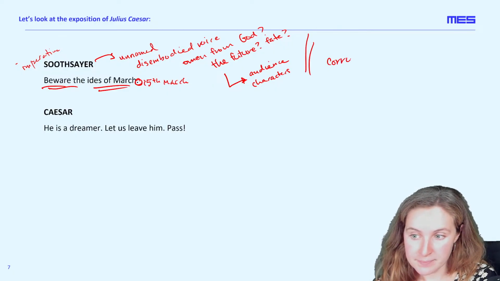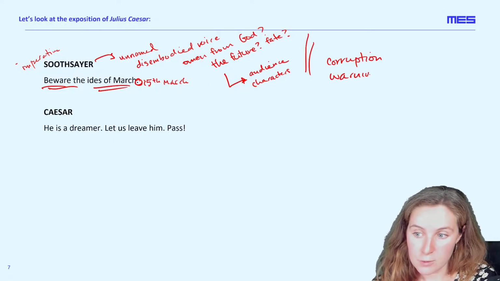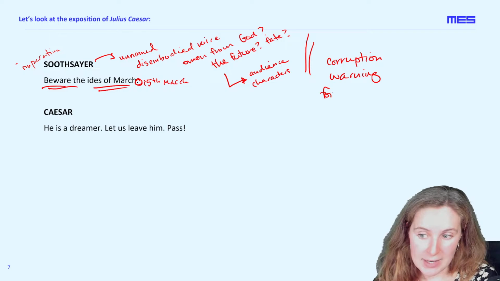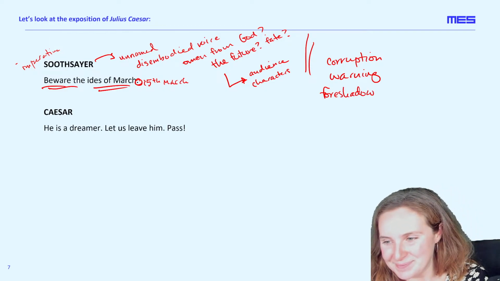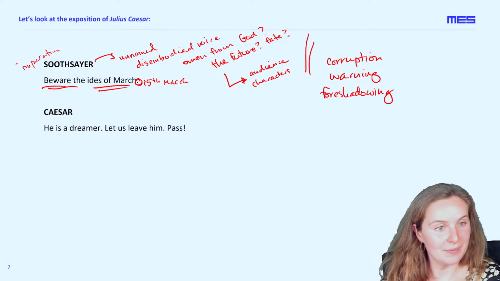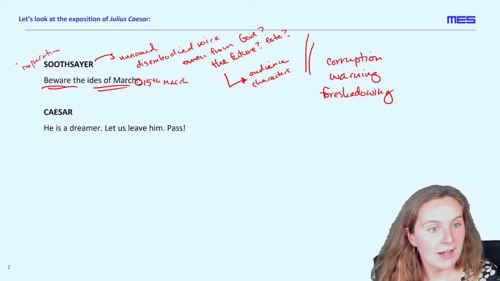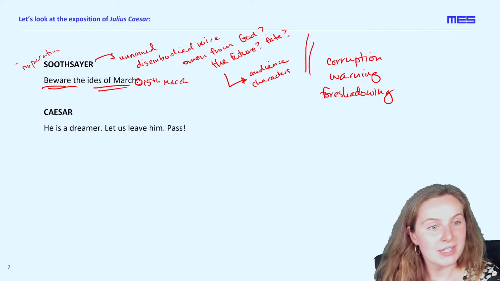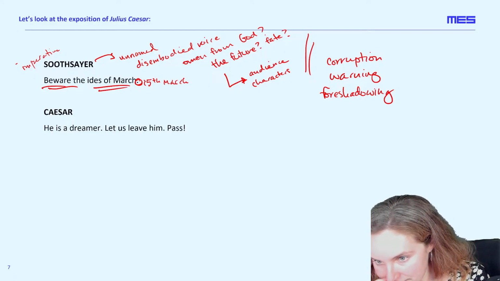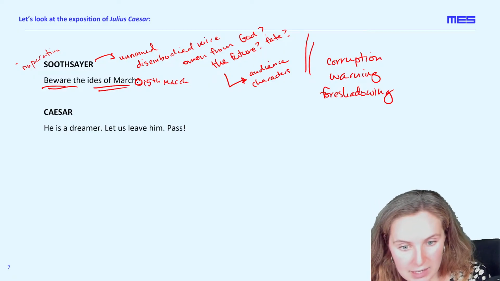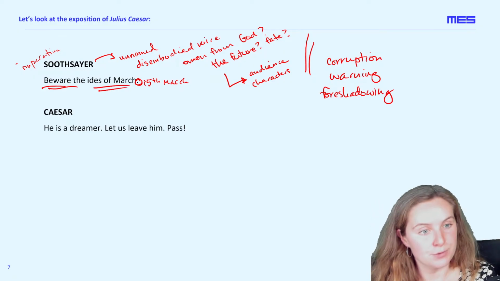So corruption, warning, foreshadowing, very classic Shakespeare in that there is no possibility that things can go well for very long, right? With the tragedies in particular. As soon as things start to go really well, that seems to be the moment in which the tragic hero emerges, right? Let's see how this is responded to.